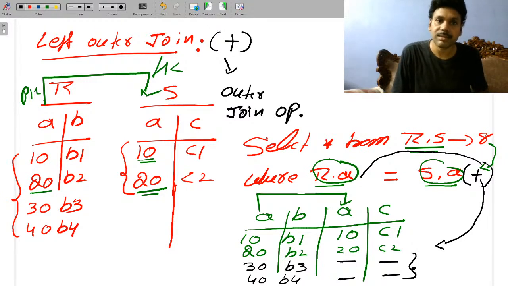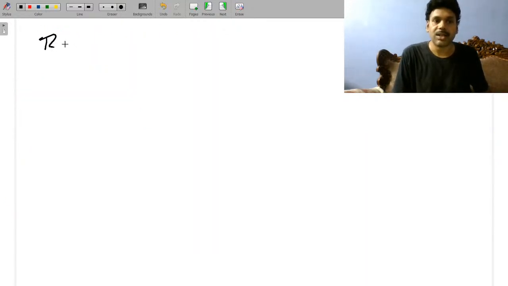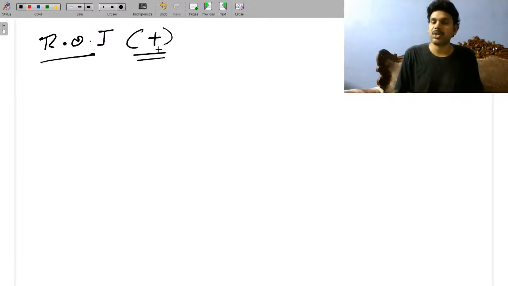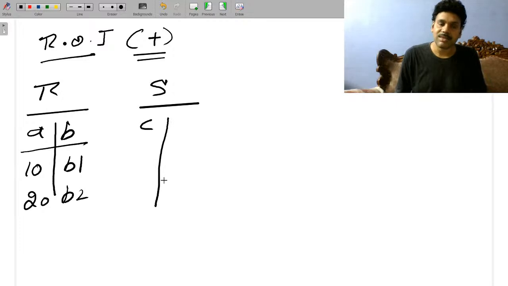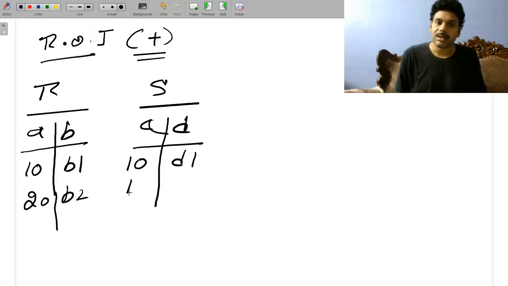Come here, next. I say right outer join. Here also plus is the only right outer join operator, same. Now I say there is an R which consists of A, B: 10 b1, 20 b2. There is an S, for example, A and D: 10 d1, 10 d2, 10 d3.